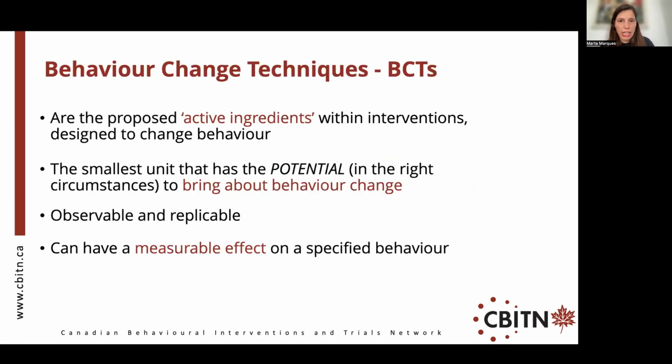So what are behavior change techniques? Behavior change techniques, very simply, are the active ingredients that we have within interventions.